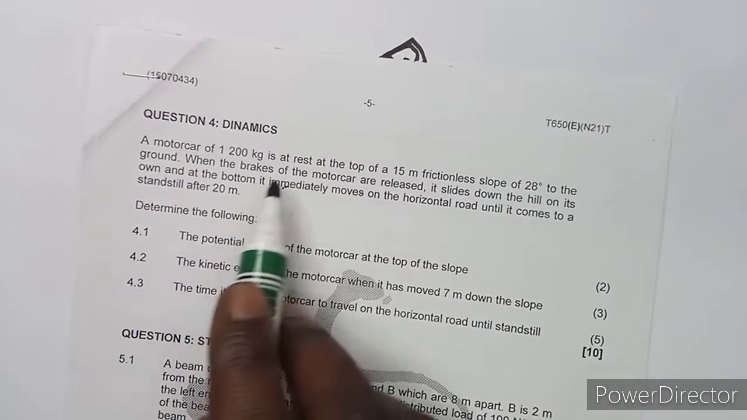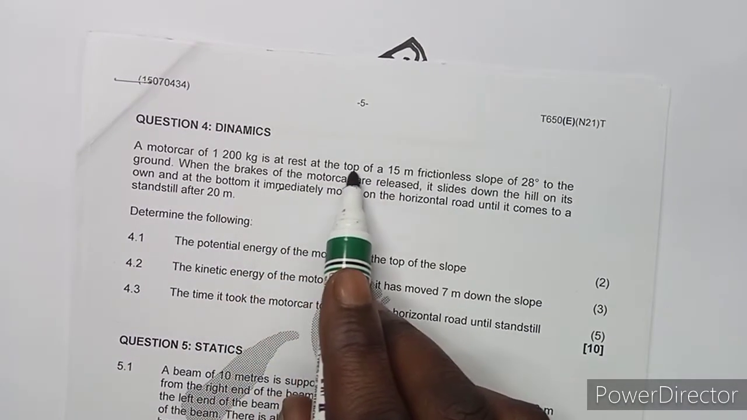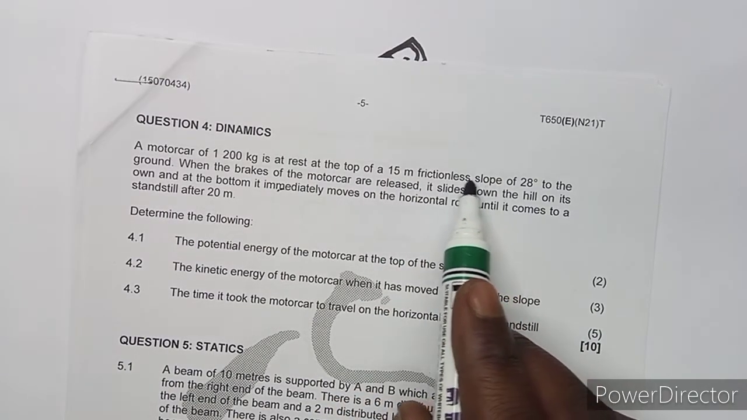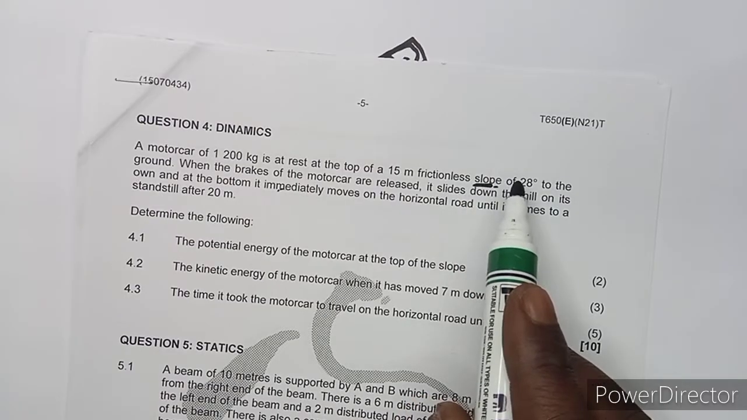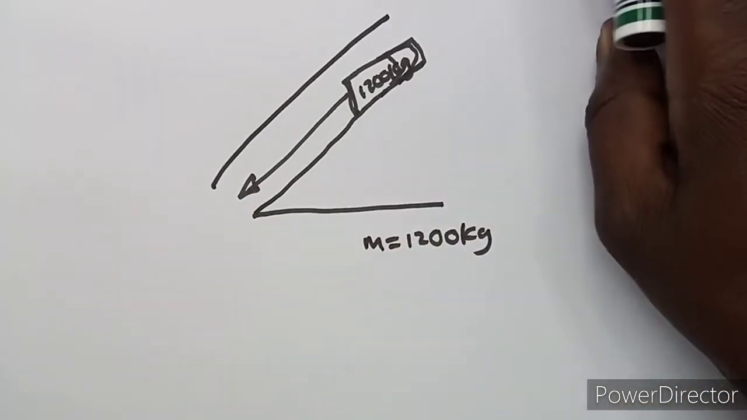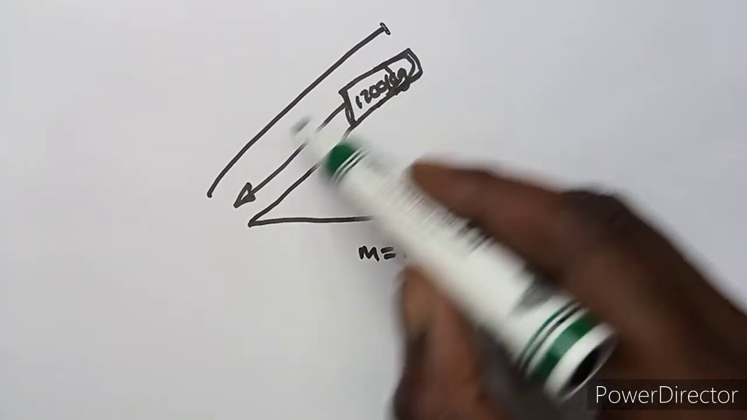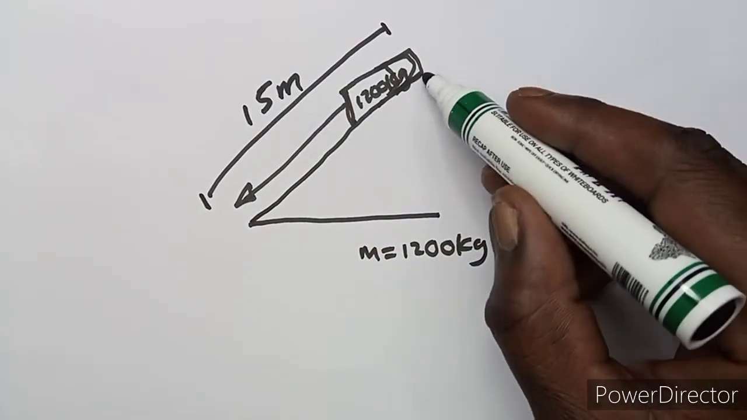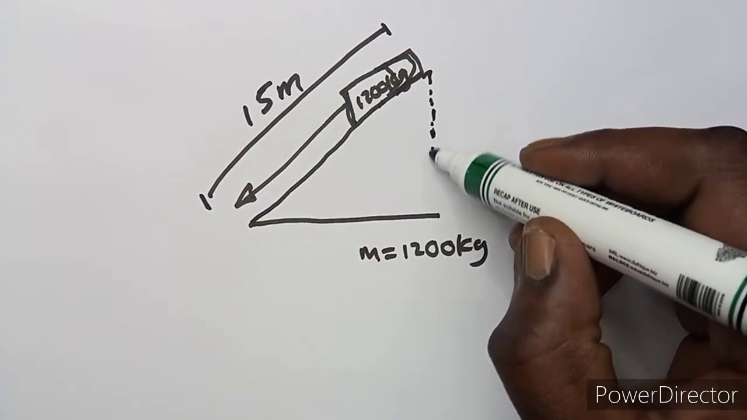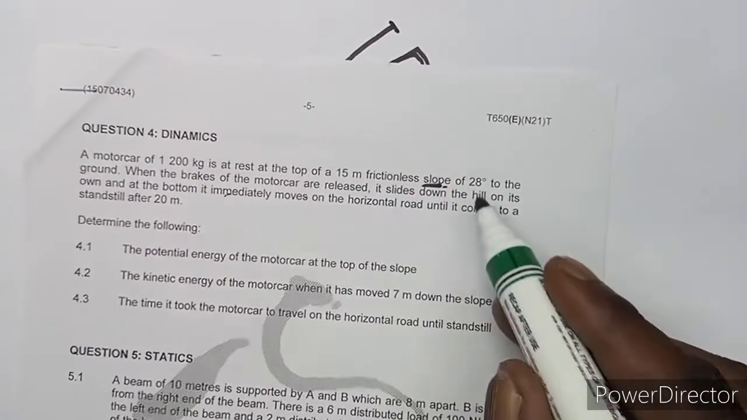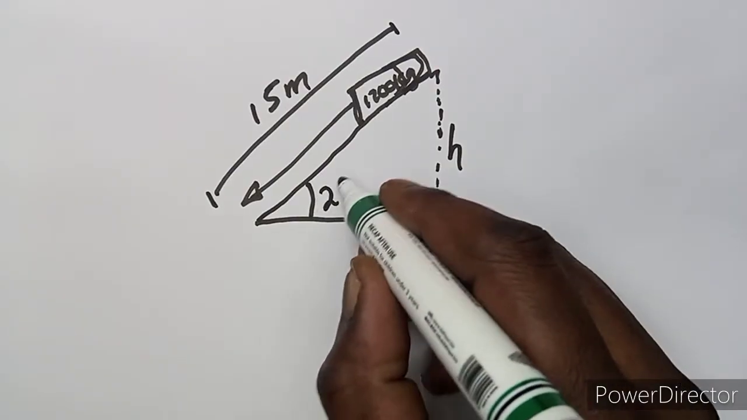Then what's happening? It is at rest at the top of a 15-meter frictionless slope. Take note, this is the slope, so the 15 meters we are referring to is this. This is the slope, where we are having your 15 meters. And definitely this is going to be the perpendicular height here. And the angle, you're given an angle of 28 degrees of the slope.